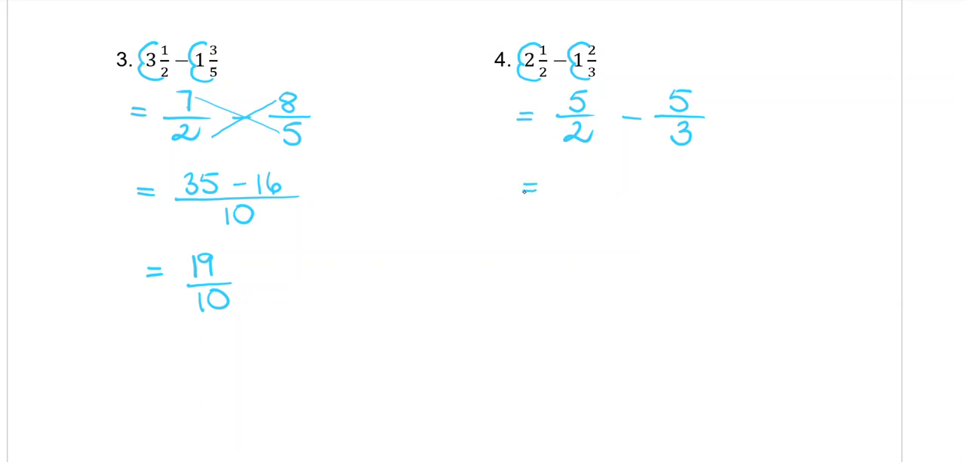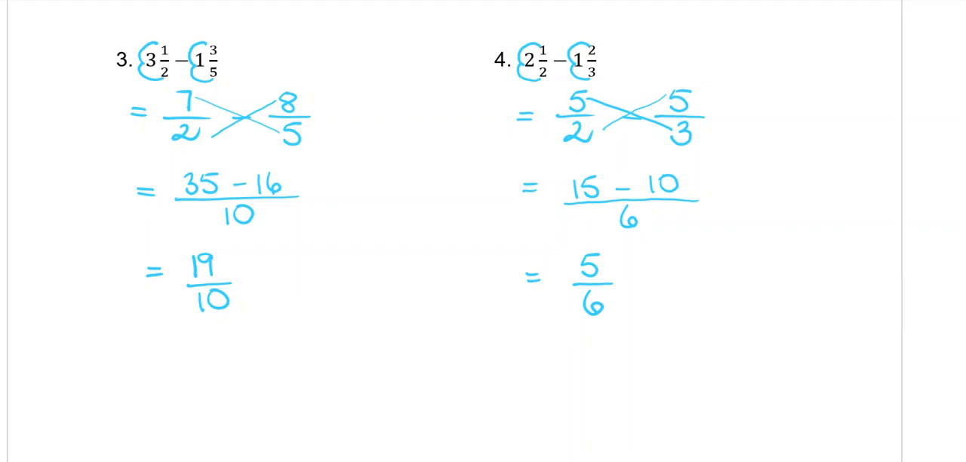Then we want our common denominator. 2 times 3 is 6. Timesing diagonally, 5 times 3 is 15, minus 5 times 2, which is 10. 15 take away 10 is 5 over 6.